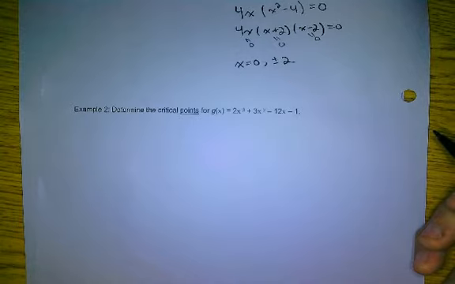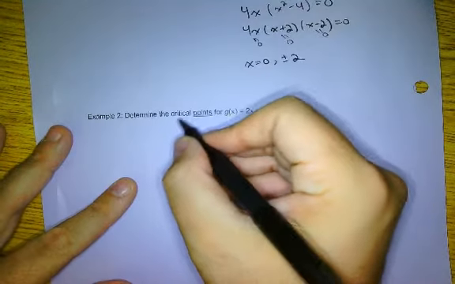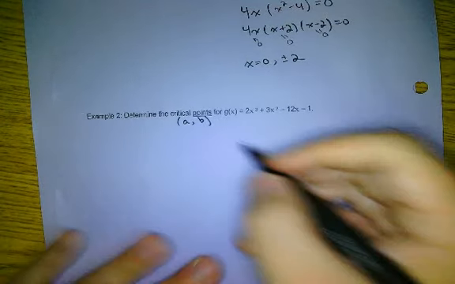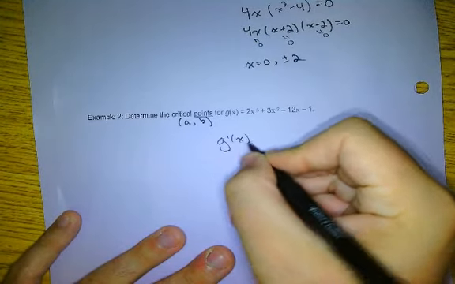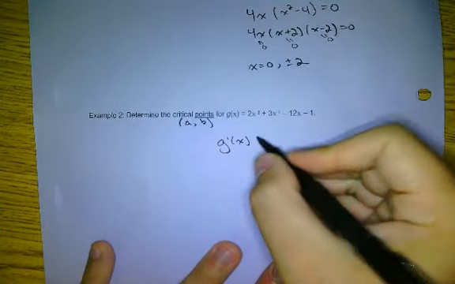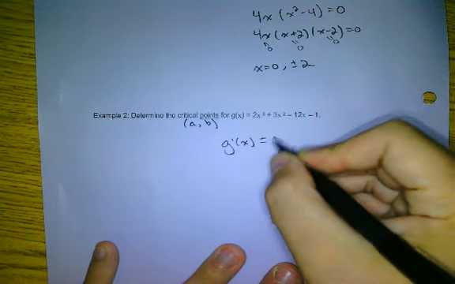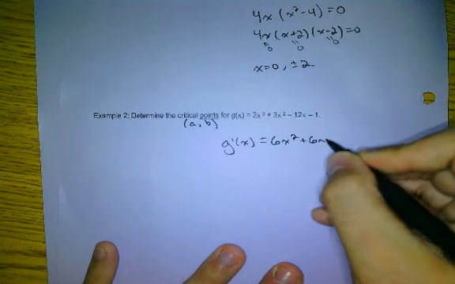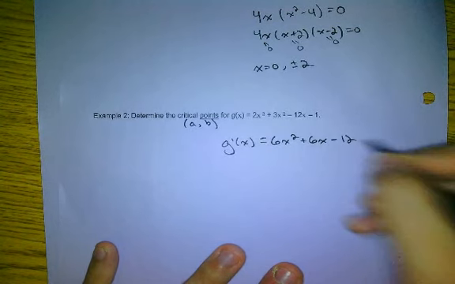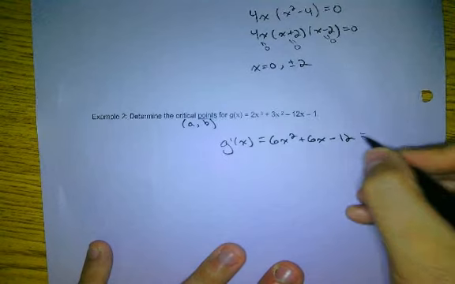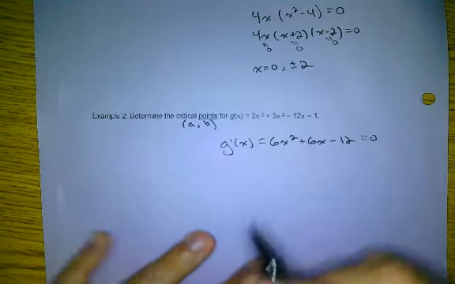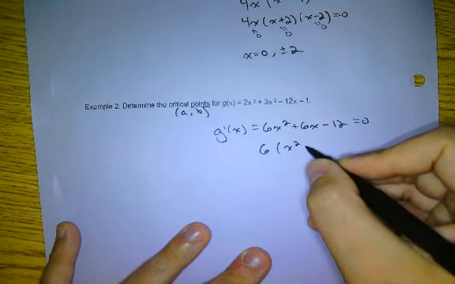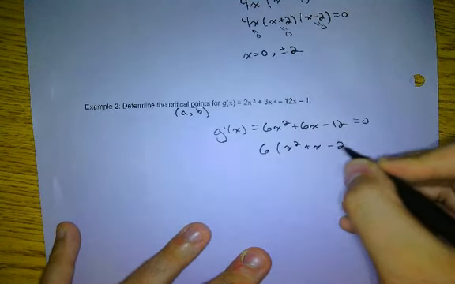Now determine the critical points. This is different. This I actually want points, like a comma b, so whatever that happens to be. So let's go ahead and do that. So g prime, and we're going to set this equal to 0. We're going to get 6x squared plus 6x minus 12, and then we're going to set it equal to 0. It has a GCF of 6. So I'm going to get x squared plus x minus 2.